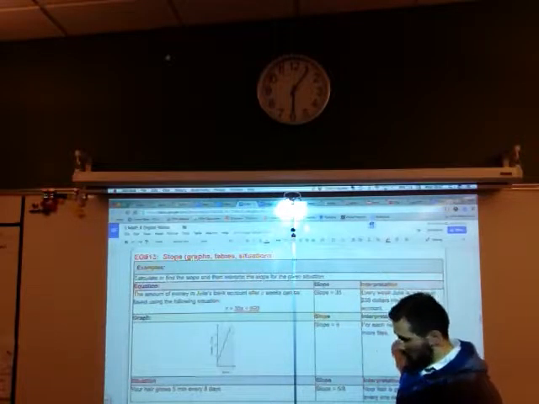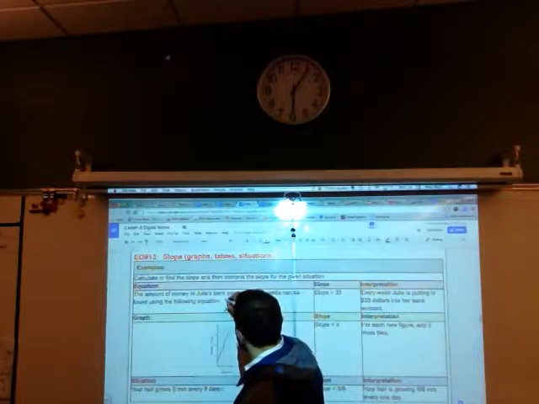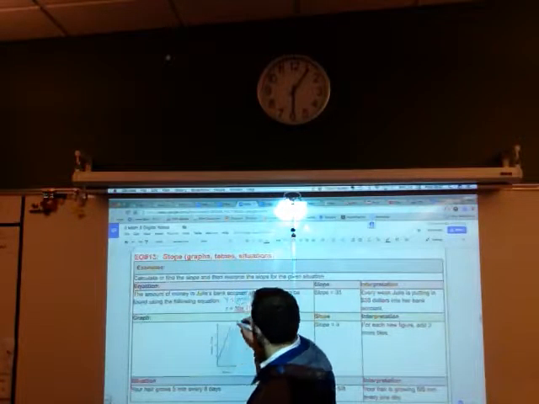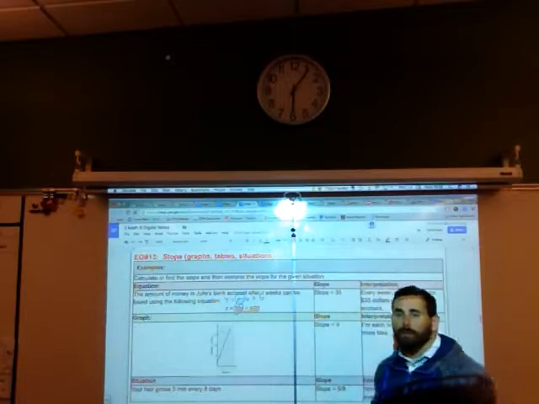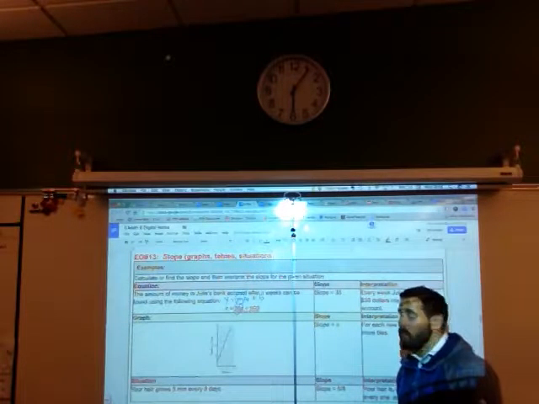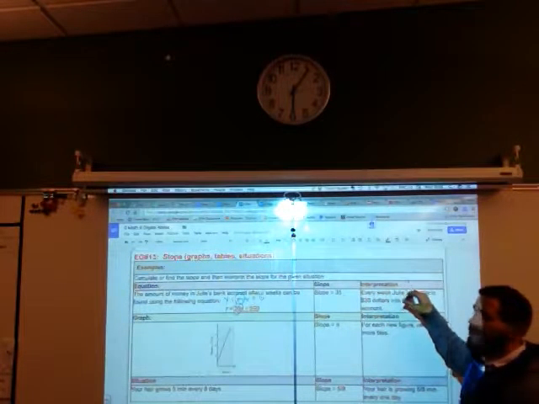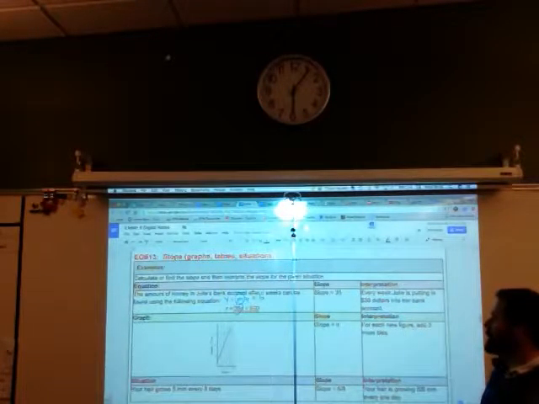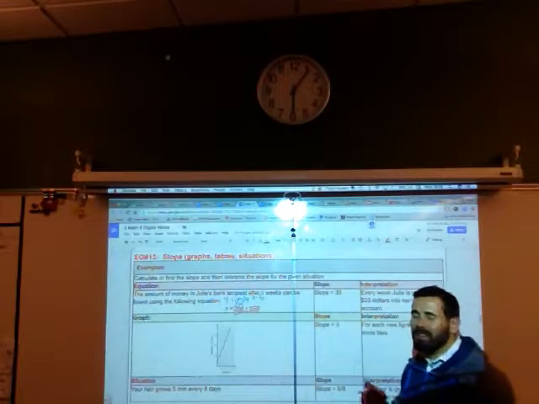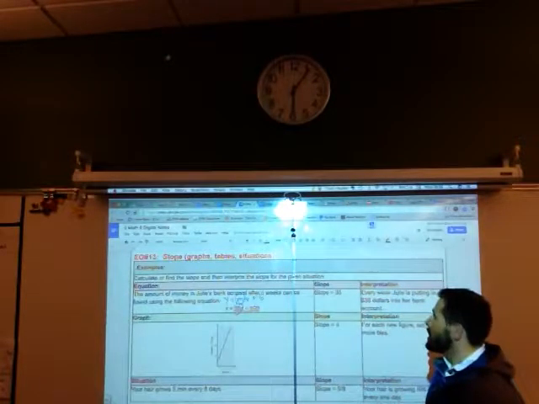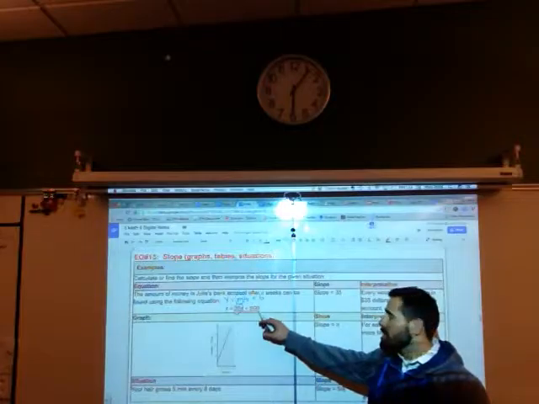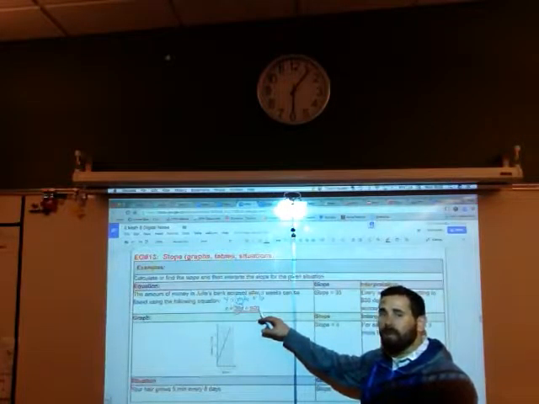So what is my slope? y equals mx plus b. m is the slope, so that means 35 is my slope. I have to interpret what that means. Every week, Julie is putting in $35 in her bank account. That's what that means, because it's a positive 35. If I were to interpret the y-intercept, that would mean she started with $100 in her bank account.